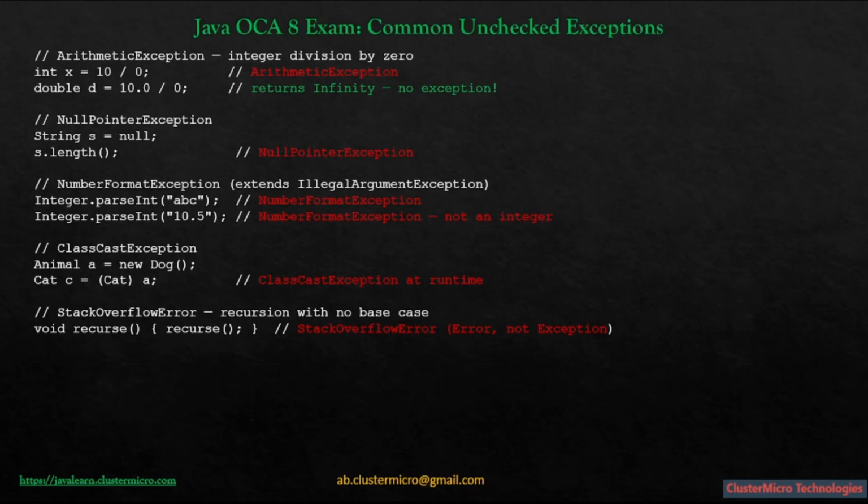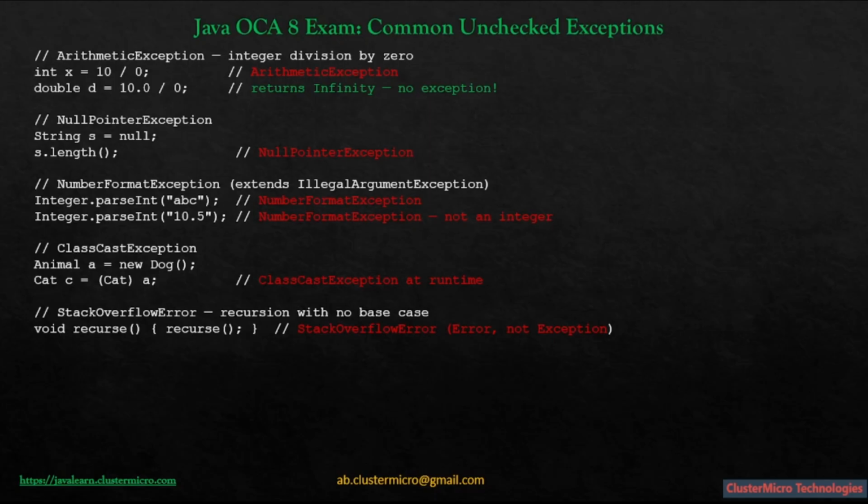Animal a = new Dog(), and Cat c = (Cat) a, right? So the actual object in memory is a dog. We are trying to cast it to cat. A dog is not a cat. They are completely unrelated types. The compiler actually allows this line because it cannot always prove at compile time what the actual object is. But at runtime, the JVM checks, sees the mismatch and throws a ClassCastException.